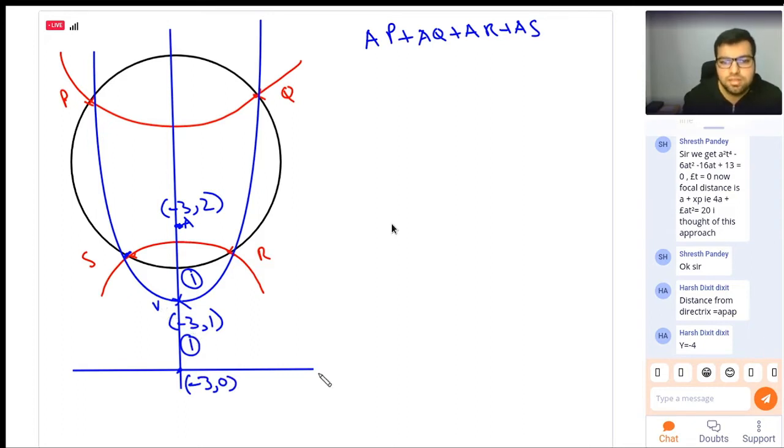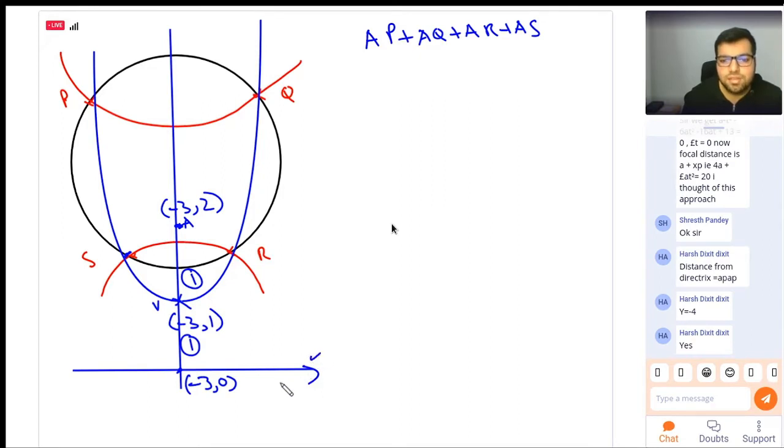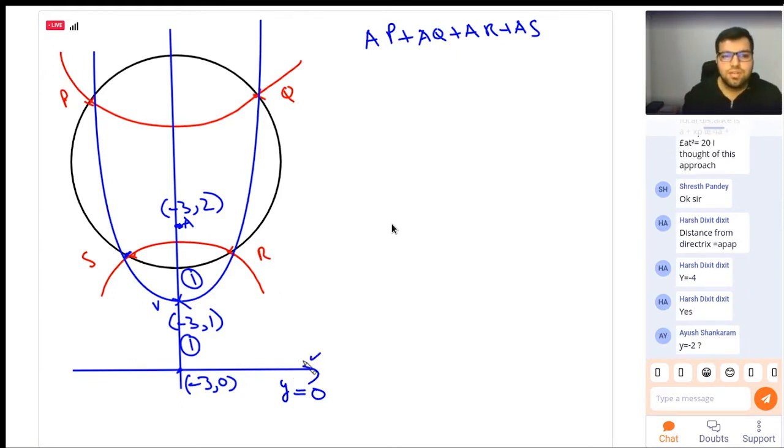So this particular line will be parallel to the x-axis. So this will be y equals 0. The equation of the directrix is y equals 0. Great. Now we will use the property that distance SA is the same as distance SM, say, because any point on a parabola is equidistant from the focus and directrix. Okay.